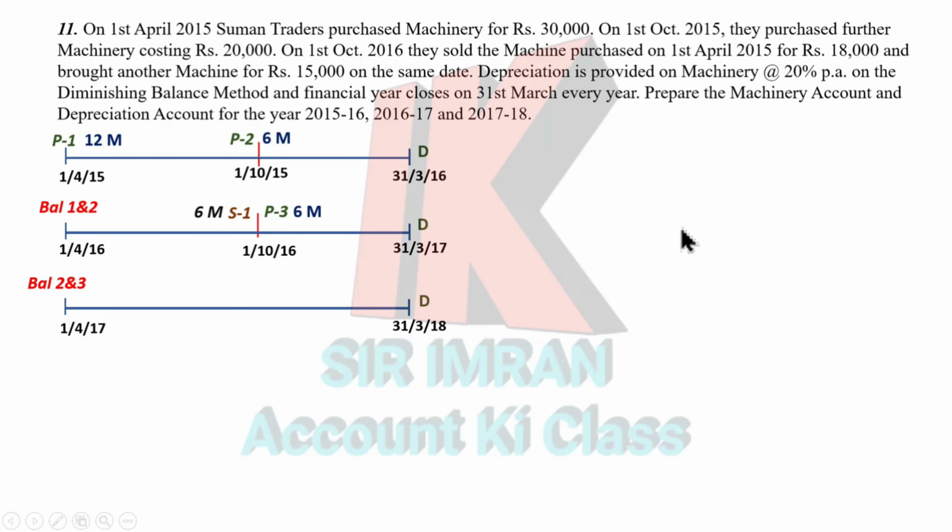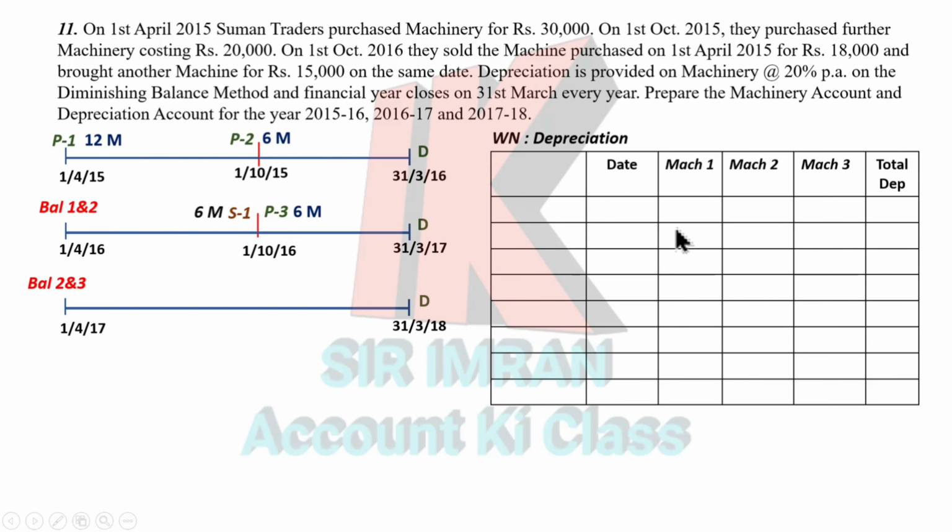Now we will prepare our main working note. So in this working note, we require this total depreciation column. This will appear on your ledger side. So first we will write the date for machine number 1, that is April 15. Then asset 2 October 15 and asset 3 October 16. Fine. In the first year we have 2 assets, 1 and 2. So we have to write the amount for 1 and 2. First asset amount is 30,000. Second asset amount is 20,000.